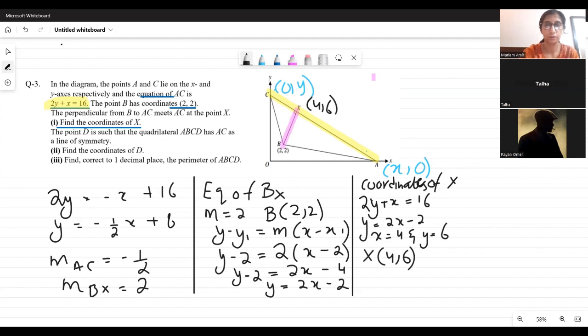Right, Abu Bakr? यस मिस. ठीक है, yeah. Okay. आगे क्या कह रहे हैं?